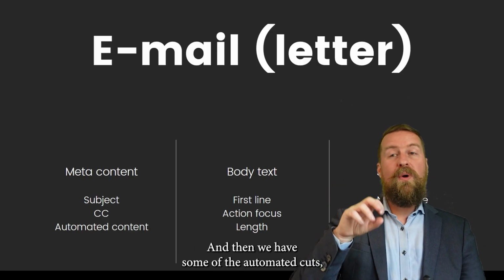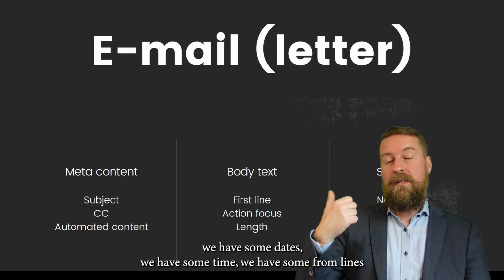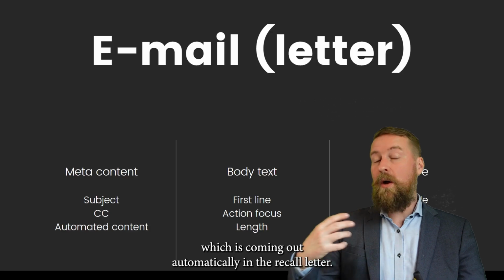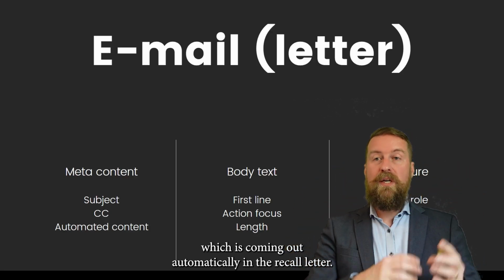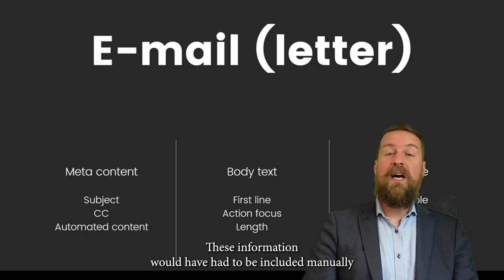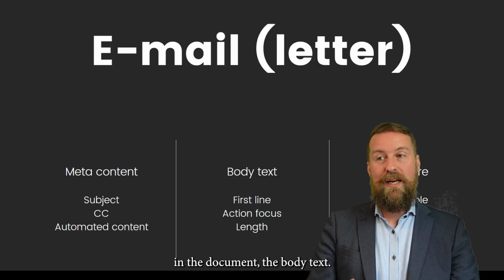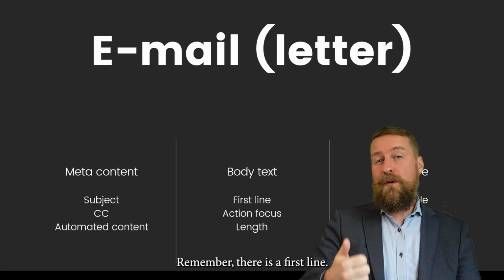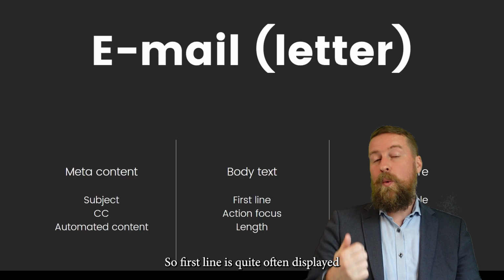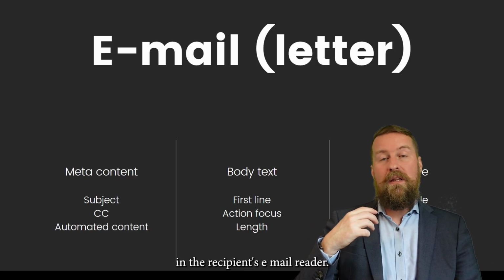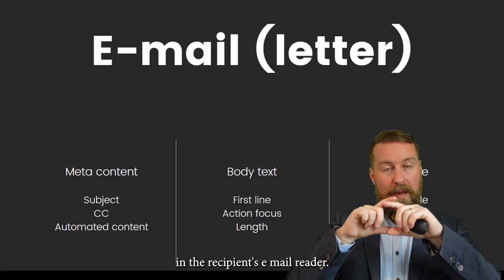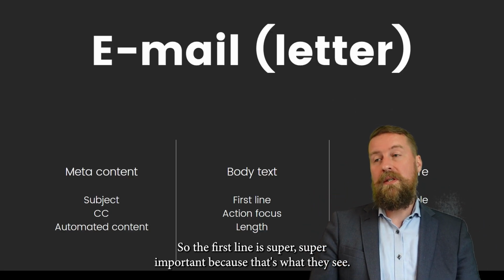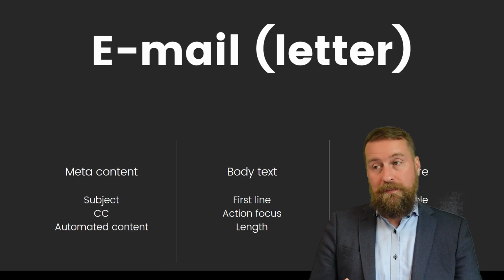And then we have some of the automated content. We have some date, we have some time, we have some from lines, which come out automatically. In the regular letter, this information would have had to be included manually in the document. The body text, remember there is a first line. The first line is quite often displayed in the recipient's email reader. So the first line is super important, because that's what they see.